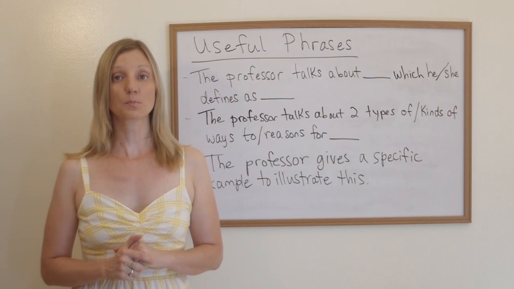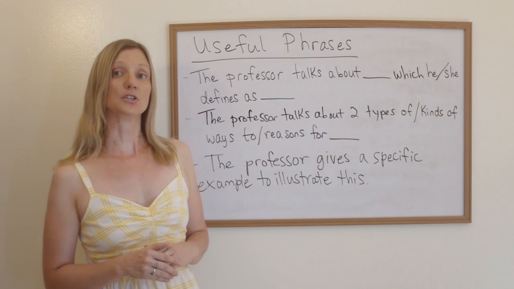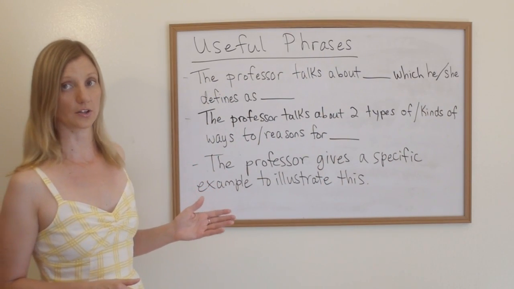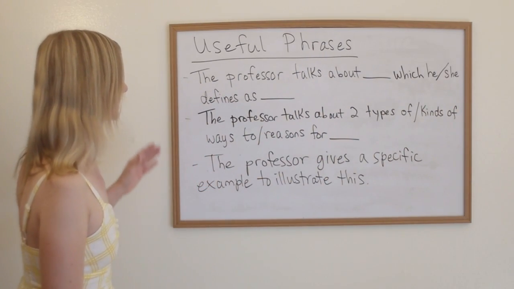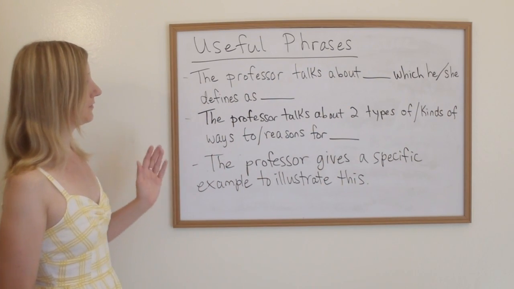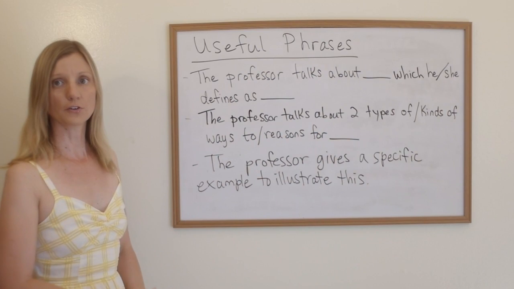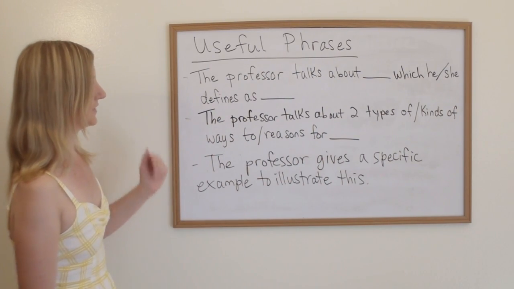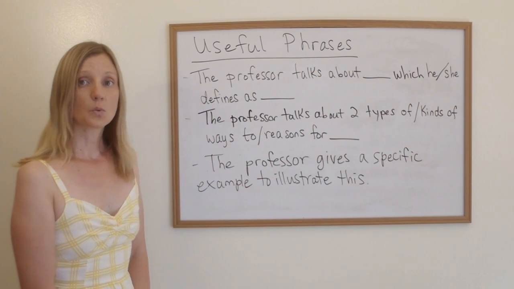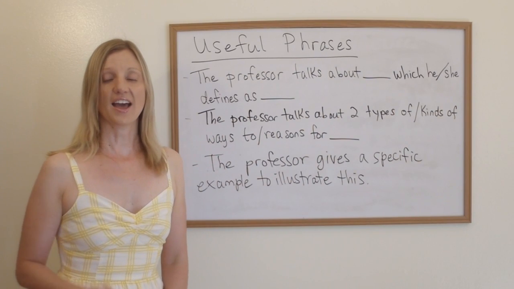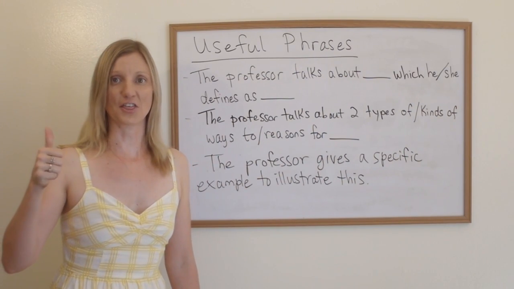Instead, I want you to practice using some of these useful phrases that I've written down on the board. First of all, you can say something like, the professor talks about blank, which he or she defines as. So for our hand example, the professor talks about the human hand, which she defines as a hand that has 4 fingers and a thumb.